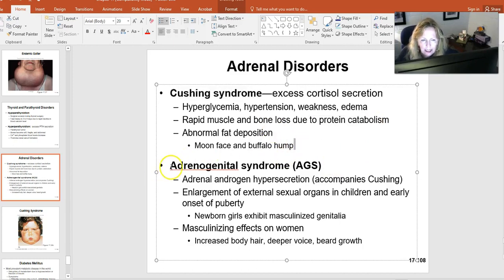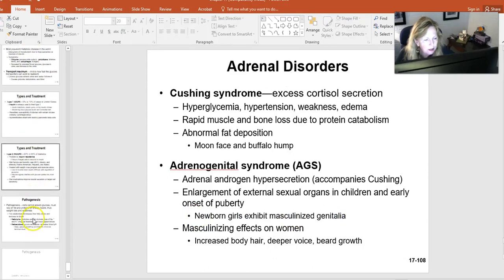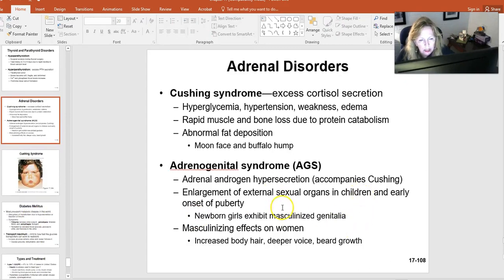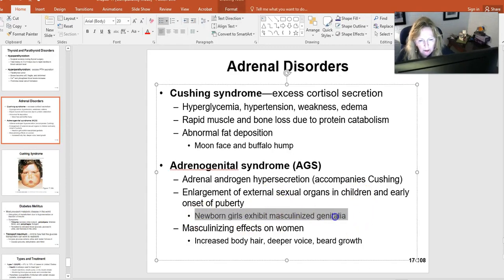Okay. There's also something called AGS, adrenogenital syndrome. This is something that we see in little children and newborns. It's going to cause the little girls to look like they have masculinized genitalia. You do have a picture of this in your textbook.